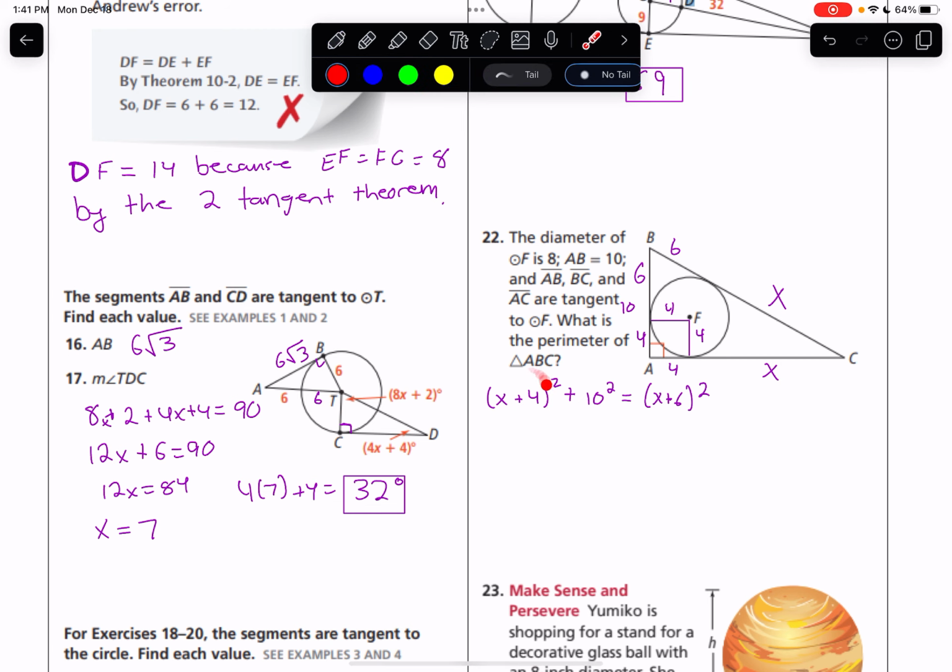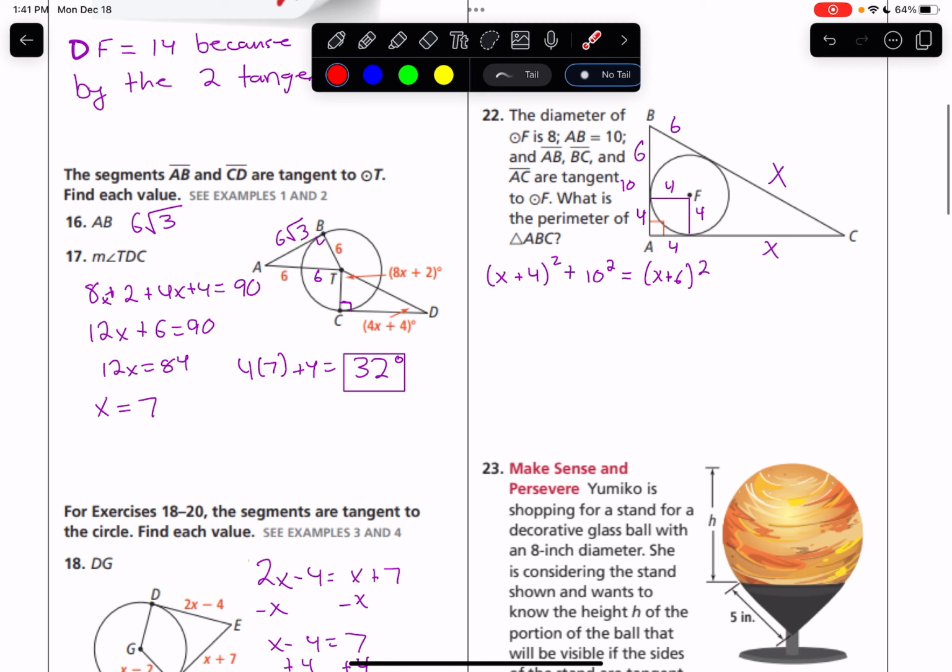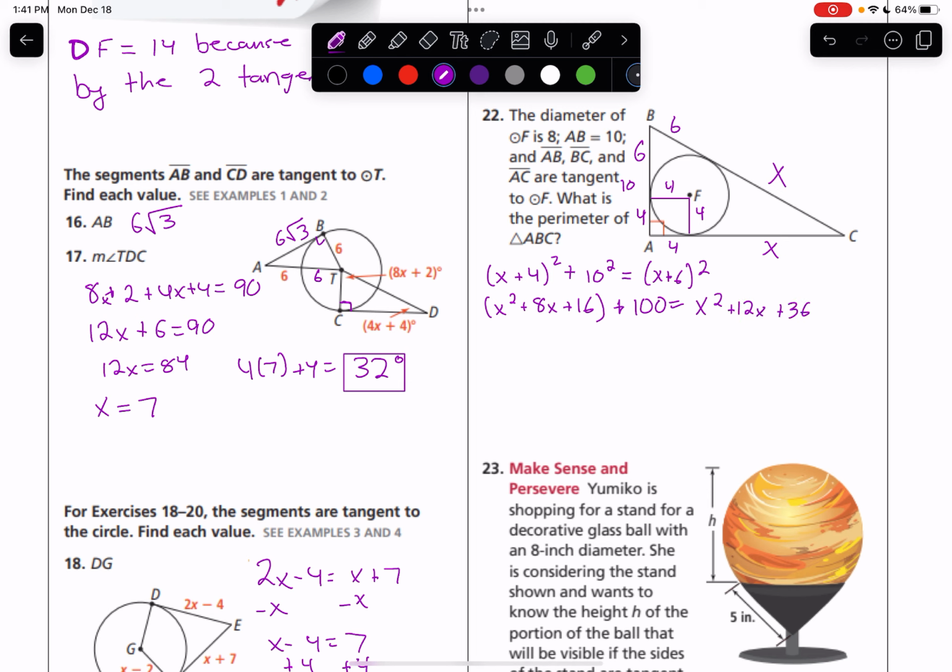So then we have to solve this out, right? Remember, x plus 4 squared is like x plus 4 times x plus 4. So let me write that out. That's going to be x squared plus 8x plus 16, because we have to multiply everything by itself, kind of like FOIL, if you learned with FOIL. Plus 10 squared, which is 100. x plus 6 squared, same thing. That's x plus 6 times x plus 6, which is x squared plus 12x plus 36.